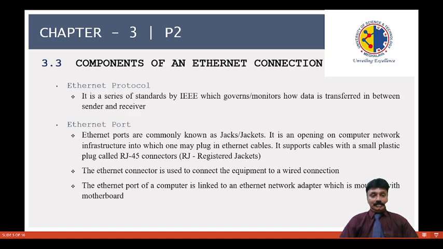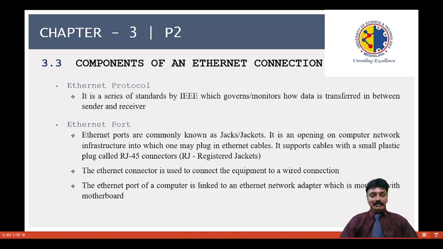Components of an Ethernet connection. Ethernet protocol: it is a series of standards by IEEE which governs how the data is transferred between sender and receiver. Then the Ethernet port. The Ethernet ports are commonly known as jacks or jackets. It is an opening on computer network infrastructure into which one may plug in Ethernet cables. It supports cable with a small plastic plug called RJ45 connectors, registered jacks.